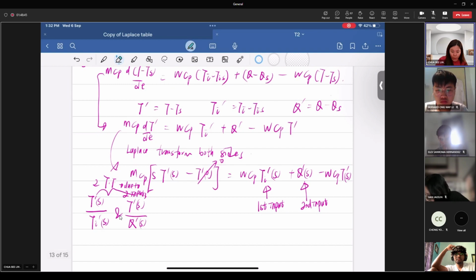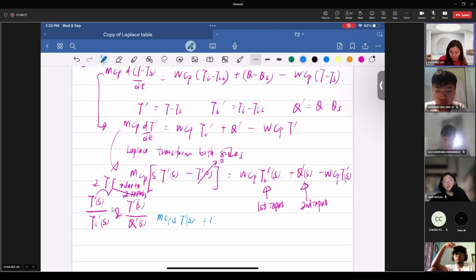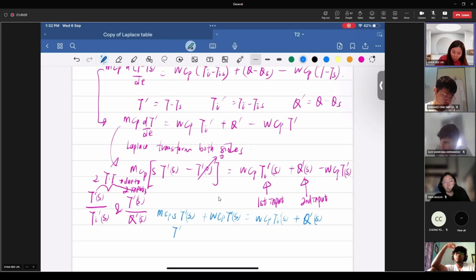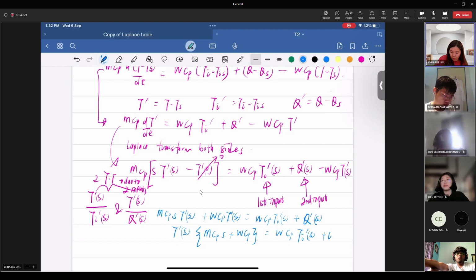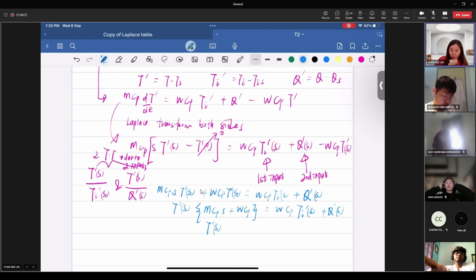Once you have this, you are going to factorize your T prime(s). Move all the T prime(s) to one side. So MCp s T prime(s) plus WCp T prime(s) equivalent to WCp Ti prime(s) plus Q prime(s). Factorize your output: (MCp s plus WCp) T prime(s) equals WCp Ti prime(s) plus Q prime(s). Then output over the input. You don't move anything yet. You put the input outside, not on the top, which means there will be a fraction.